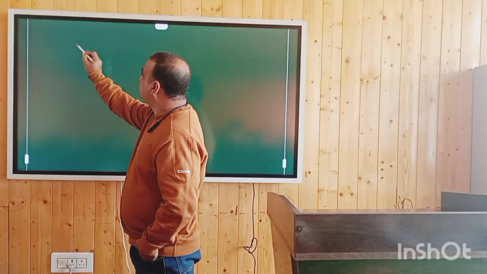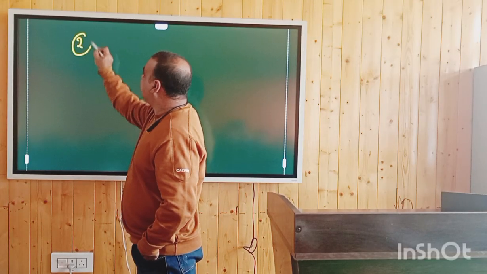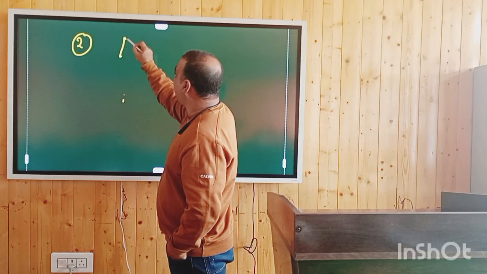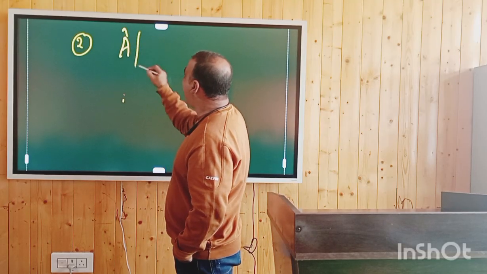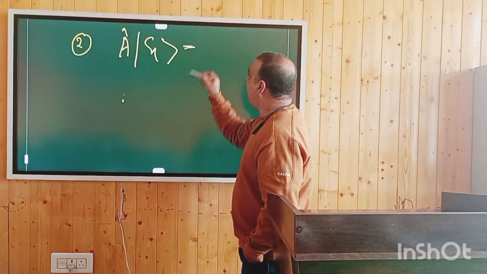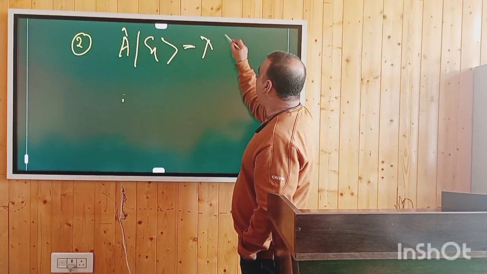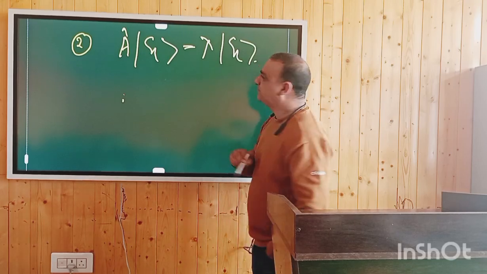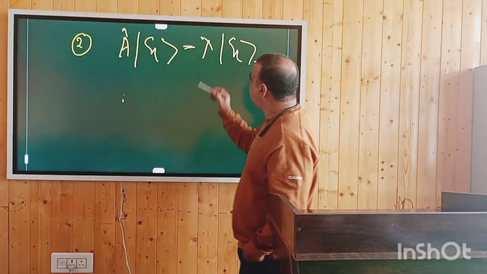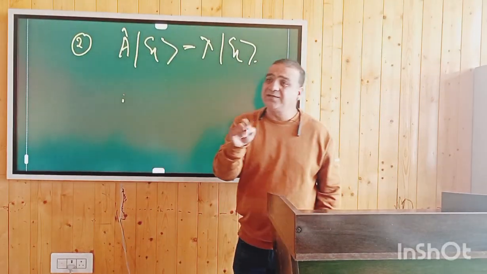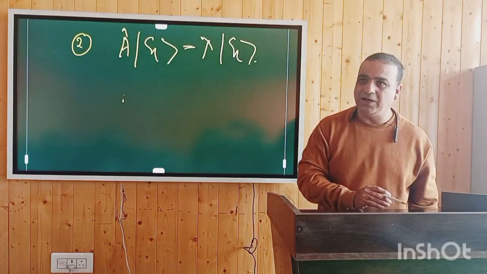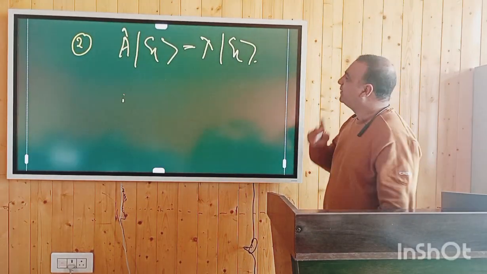We want to prove something like this. If I have a Hermitian operator A acting on the state zeta, from here I'm getting lambda times zeta. Now what I have to prove is that this lambda is not a complex number. It's a real number. This is our target.